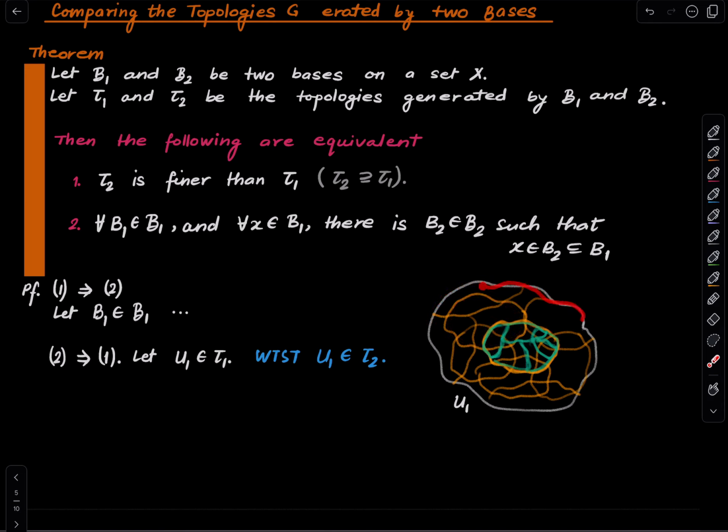So U1 is the union of green things, but every green thing is an element of script B2. But an element of script B2 is also an element of tau2. So this U1 can be written as the union of some of the things in tau2, but a union of some of the things in tau2 is also in tau2. Tau2 is a topology. So therefore U1 is in tau2. So you can write that down. All of that, verbalized, can be formalized. Okay.